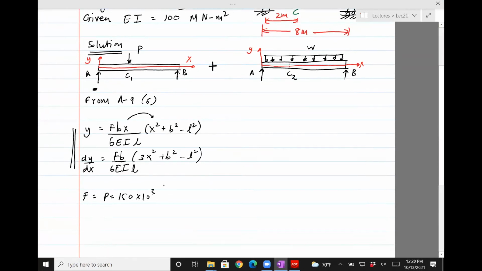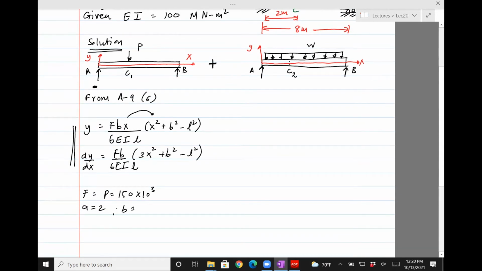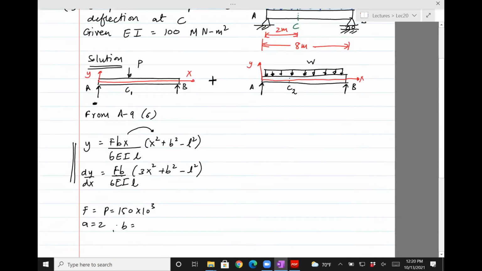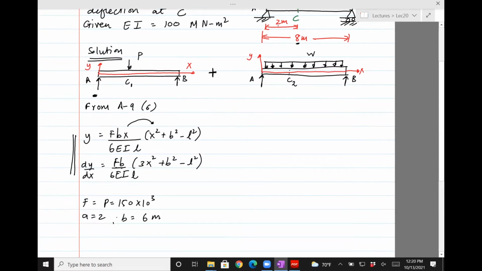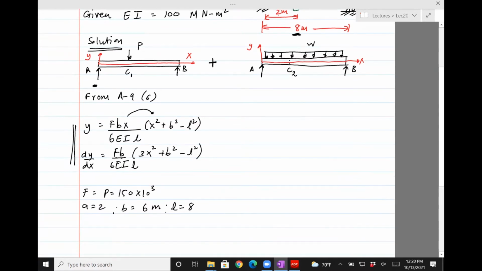So F is that. Let's write A, which is 2. It's the distance from the left side, A. B is the distance from the right side. So we have 8 minus 2 is 6. And then L is the length, which is 8. Now since I need to find the deflection at C, I need to put X equals the distance from the origin to C, or C1. So X will be 2.